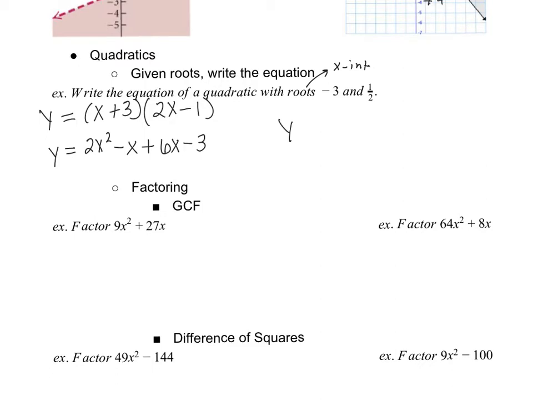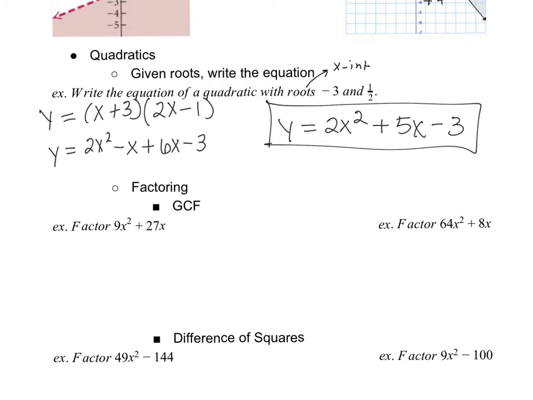Then the last step is to combine like terms. So we get 2x squared, -x plus 6x is 5x, and then -3. Again, I can graph this equation in Desmos, and when I do so, it should have x-intercepts at -3 and 1/2.